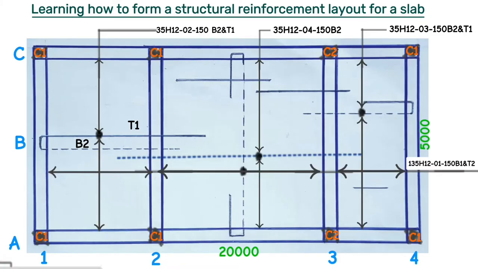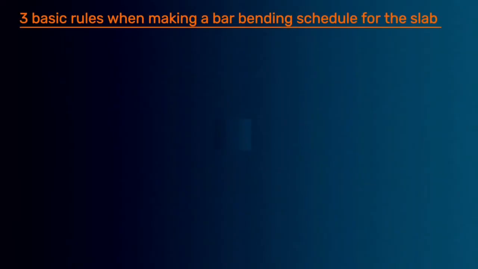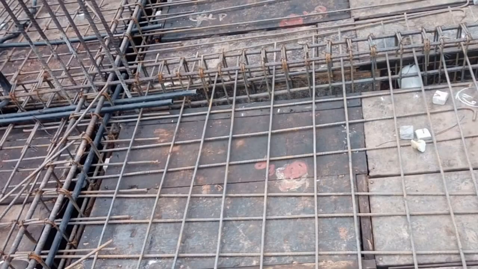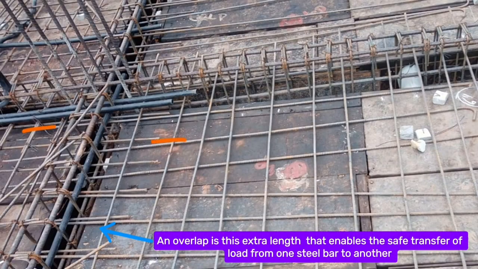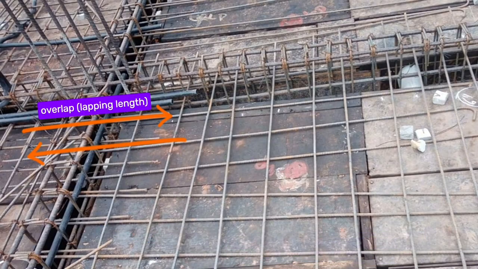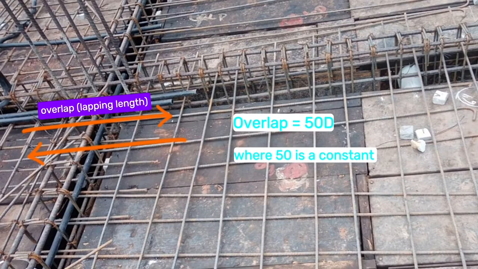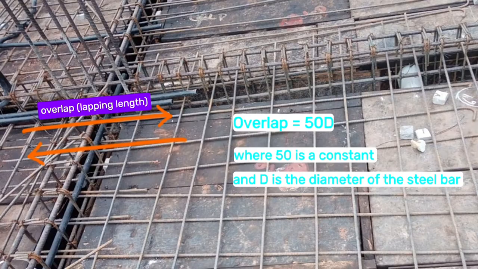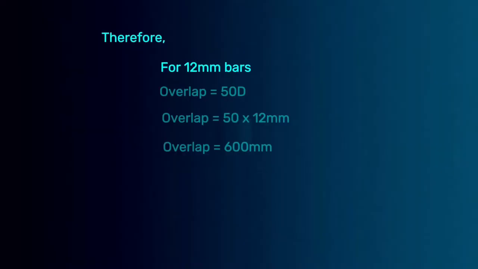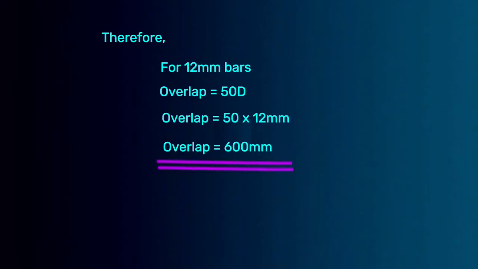Before proceeding, here are the 3 basic rules you have to consider when preparing a bar bending schedule for the slab. Rule number 1 is considering the overlap. An overlap is this extra length that enables the safe transfer of load or stress from one steel bar to another, which can be gotten using the formula overlap is equal to 50D, where 50 is a constant and D is the diameter of the steel bar used in the slab. Therefore, since we are using steel bars of 12 mm bar thickness, that simply means that overlap here is equal to 600 mm.